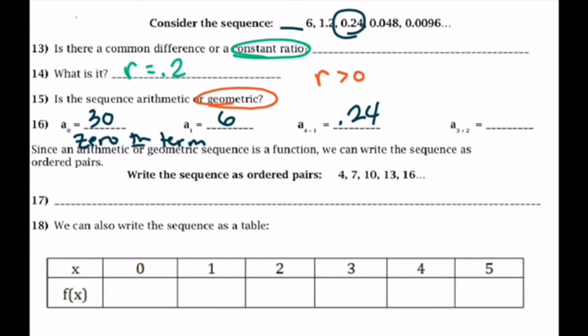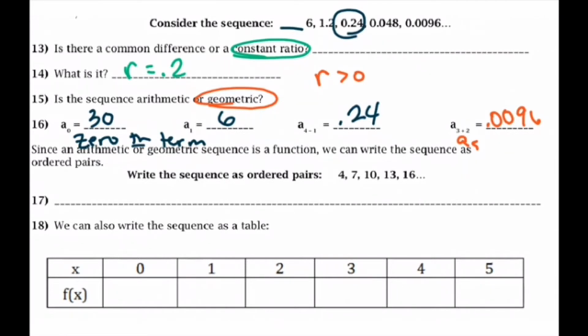All right, so what do you think a sub 3 plus 2 is? 0.0096. Good. 0.0096. Because that's a sub 5. Okay? So we're not going to see subscripts like 3 plus 2 a lot, but we're going to see all kinds of subscripts in our terms, and it's just talking about this term versus that term. Okay? So we'll see a lot of those subscripts as we go on.